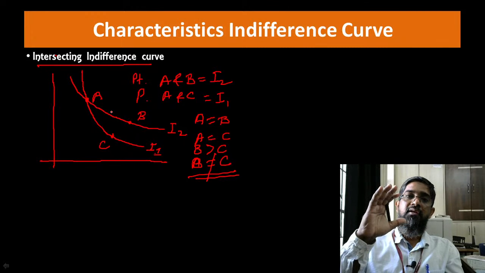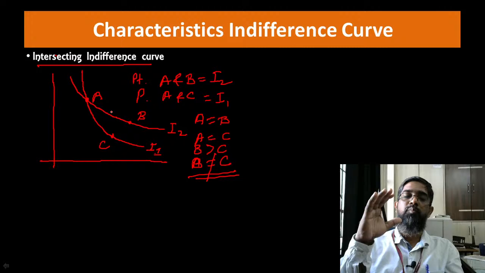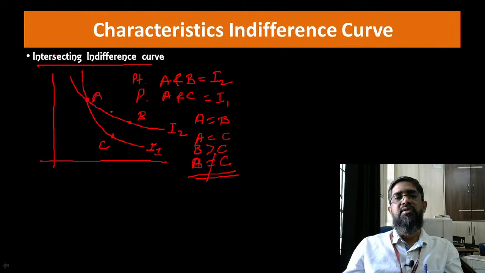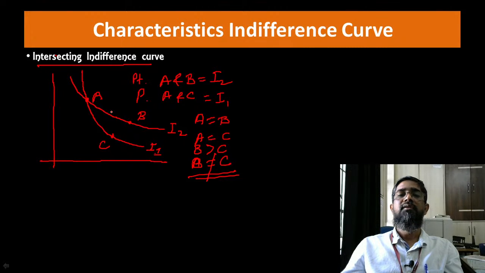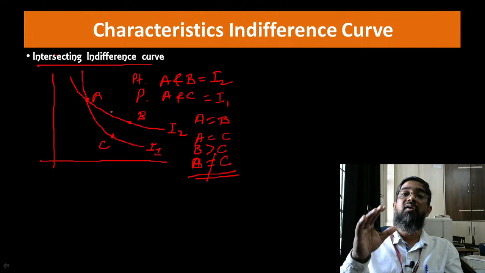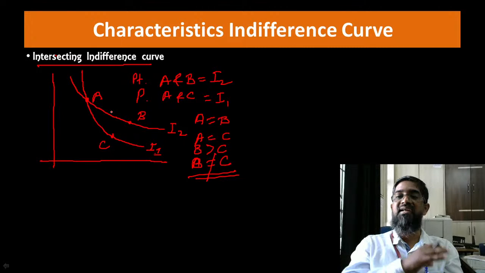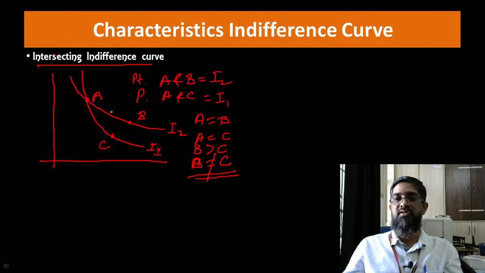So we have seen the concept, we have seen the properties. In the next class, dear students, we will see the equilibrium of the consumer with the help of indifference curves and the budget line or budget constraint.